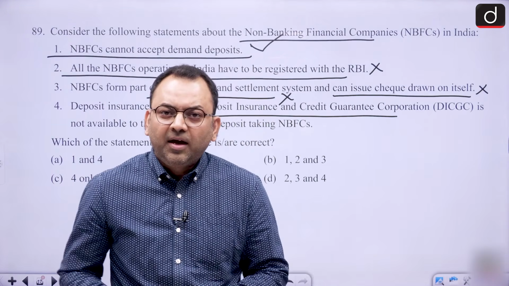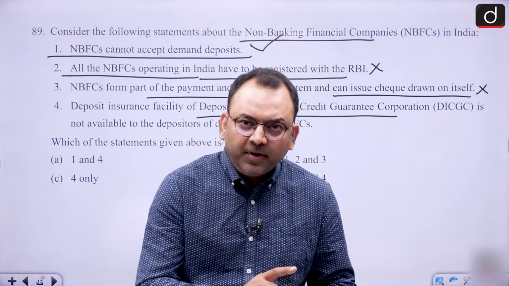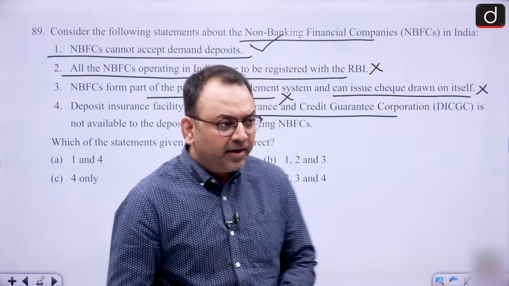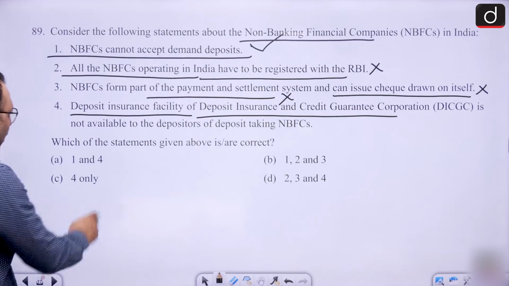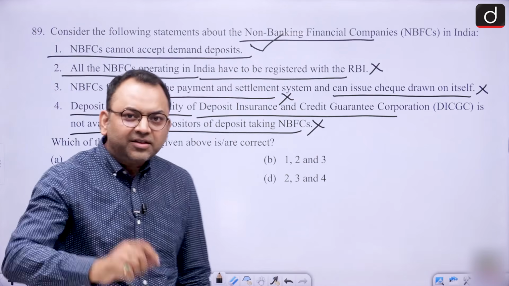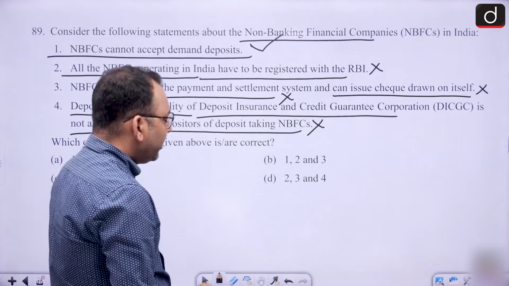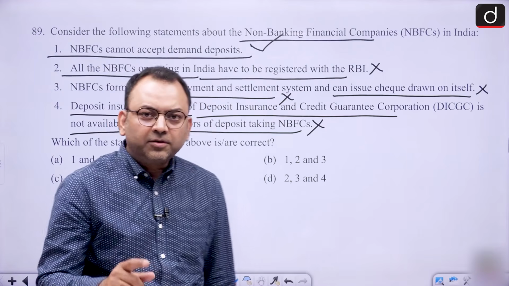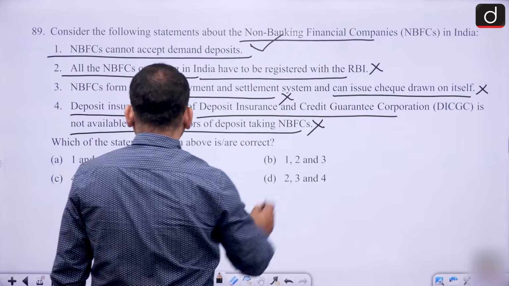NBFCs are only an intermediary or kind of a system. You will pay to the NBFC, and the money goes to the bank, into their bank accounts. That's why this is not available to any NBFC, because the money lies with the bank only, even if the money is of the NBFC. That's why the money in the banking system is insured under DICGC. So this is incorrect, right?